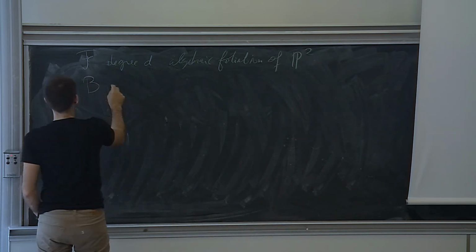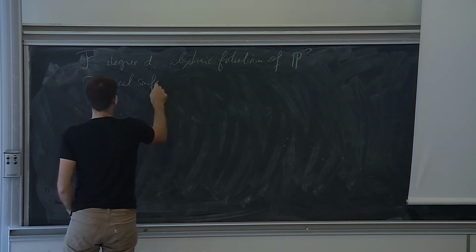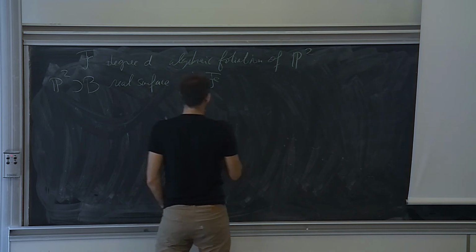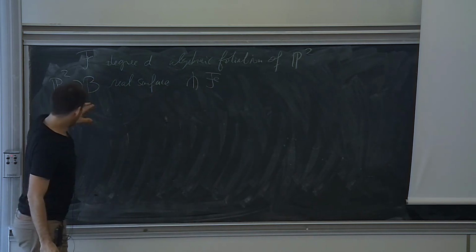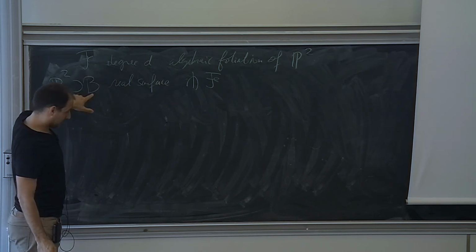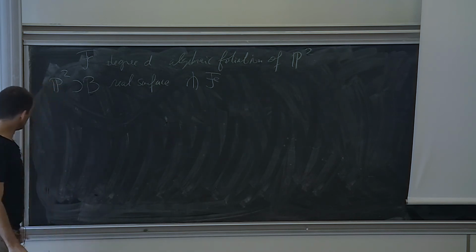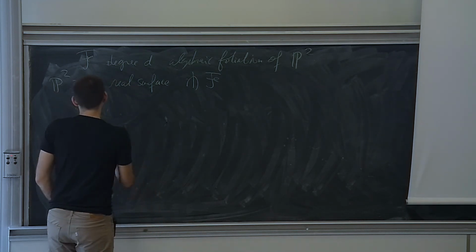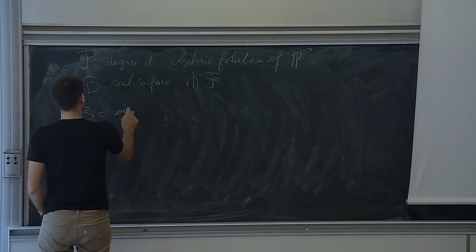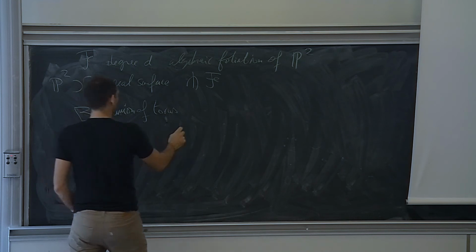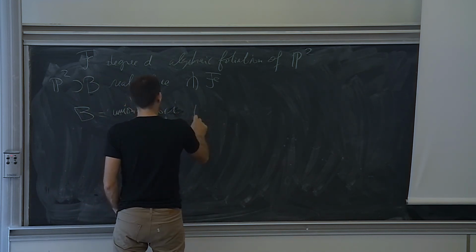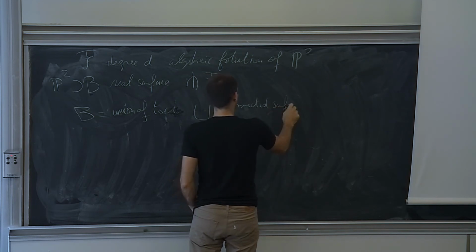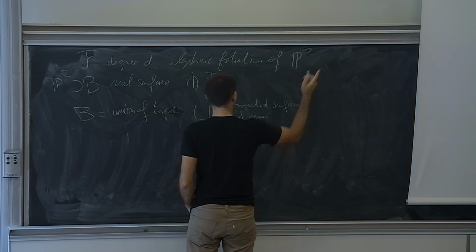And suppose that B is a real surface in P2, which is transverse to F at every point. So it does not contain any singular points of the foliation, and at every point it is transverse to the tangent to the leaf passing through that point. Then, in fact, what we can prove is that B is going to be a union of tori, and a kind of big component, which is a connected surface of genus given by a formula, 1 plus.